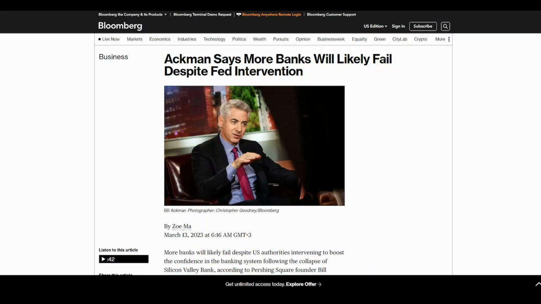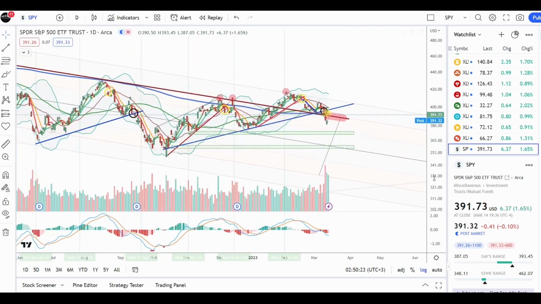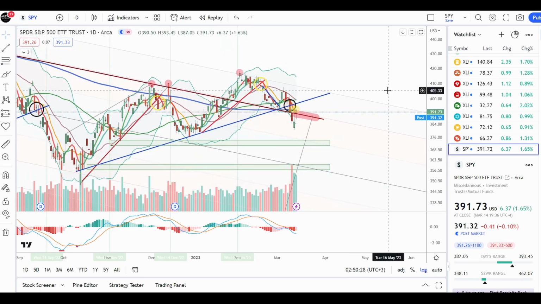Bill Ackman says more banks will likely fail despite Fed intervention. Now, if you're an astute market watcher, you will notice that what happened with the Fed, FDIC, and the Treasury when they interfered with the depositors in SVB, as well as a couple of other banks, is that it's the Fed signaling to the market that please do not worry, we will put a backstop, a stopgap solution to rescue the depositors. The hell with the bank, we don't care, let it go bust, but we'll rescue the depositors.